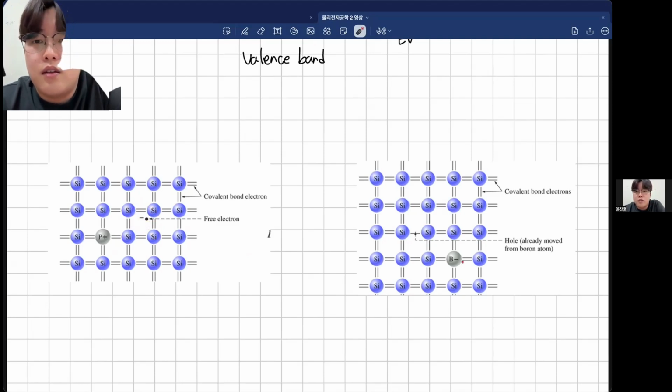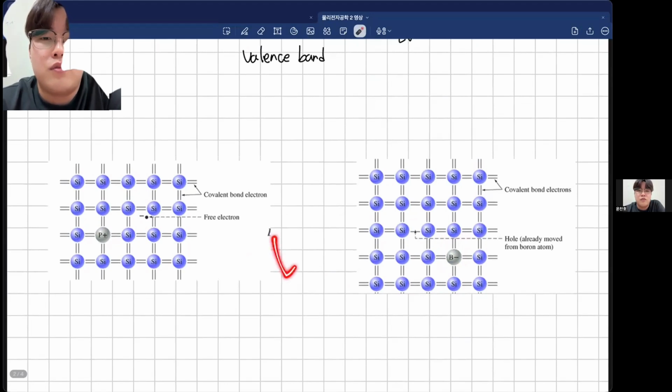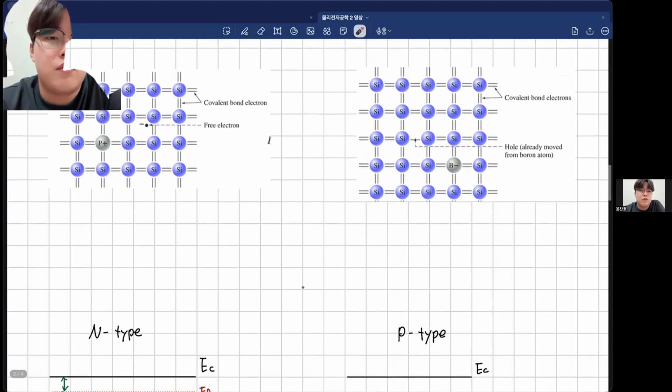And if we define a group 3 element as an acceptor, it has only 3 electrons, so there will be one hole left. We call this a hole, and we have to remember this principle.